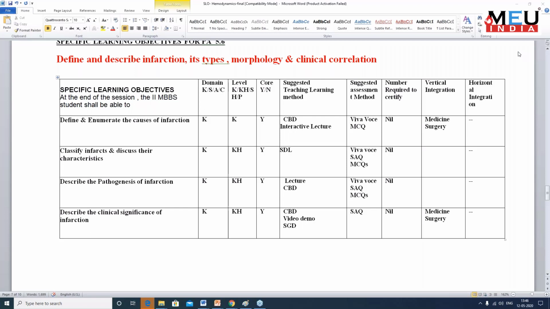Clinical significance of infarction. I was thinking with respect to splenic infarct. You give a case scenario wherein a young child comes with multiple infarcts in the spleen. So you are correlating it with respect to hematology also.